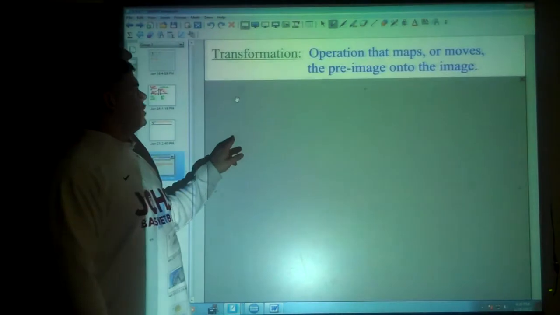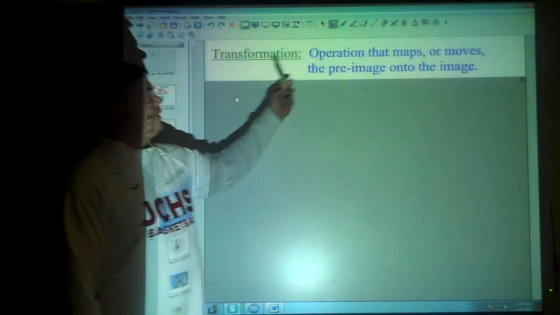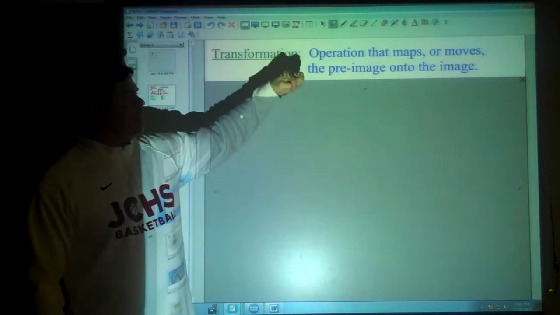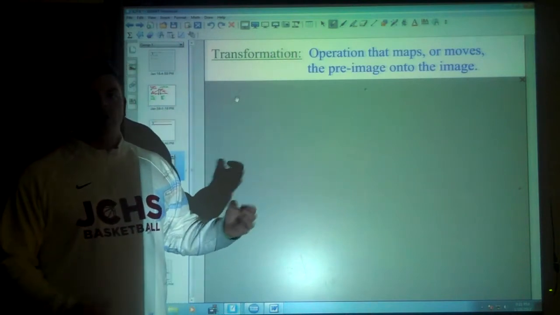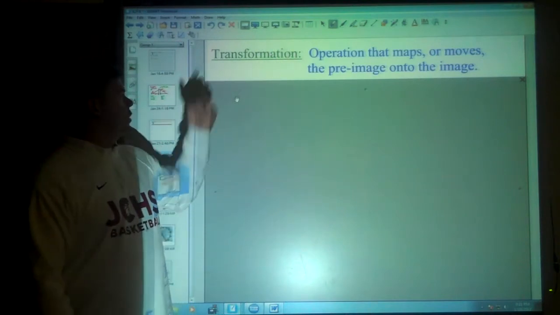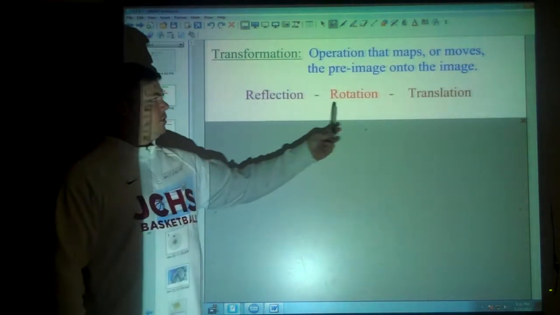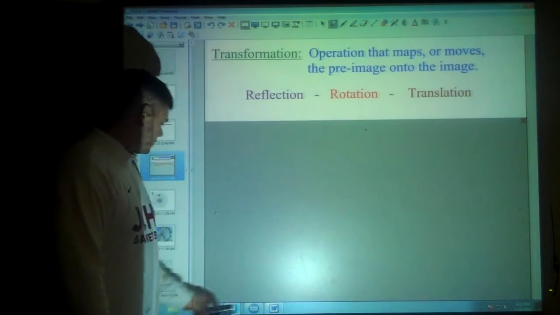In terms of our transformations, anytime you have an operation that will map, which is another way of saying moves, the pre-image onto the image in some way or another, that's considered a transformation. And we have a few different types. We have reflection, rotation, and translation.